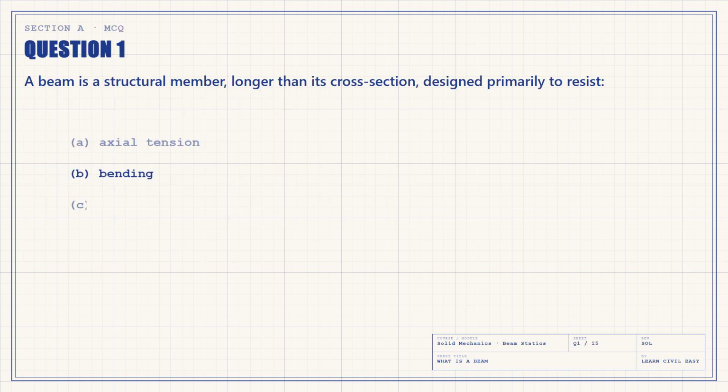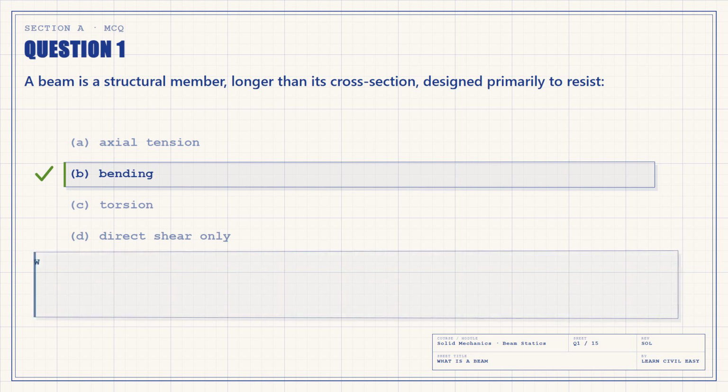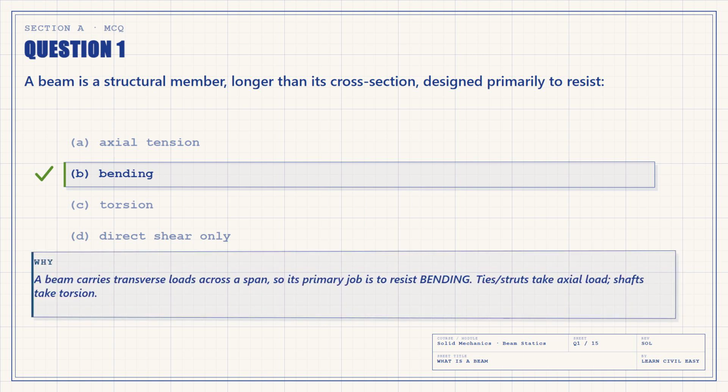A beam carries transverse loads across a span, so its primary job is to resist bending. Ties and struts take axial load and shafts take torsion. The answer is B, bending.